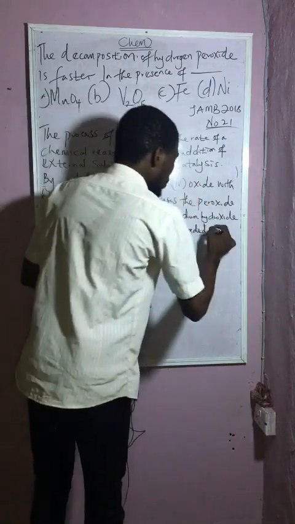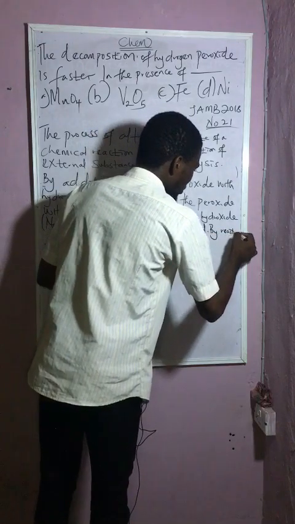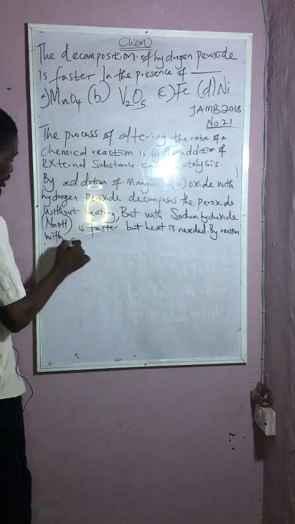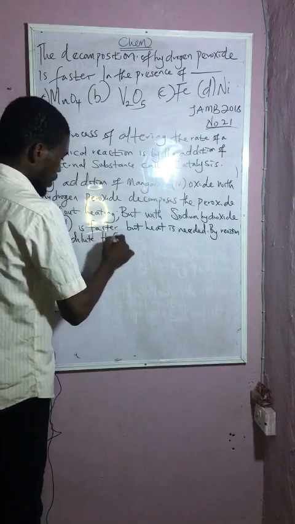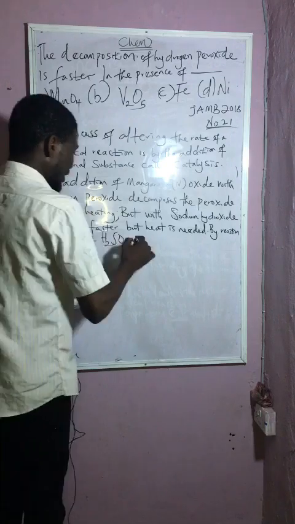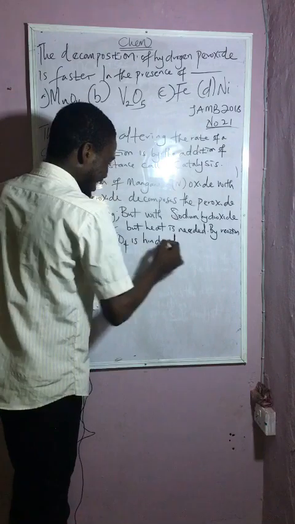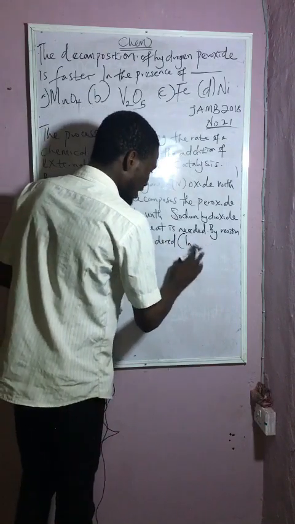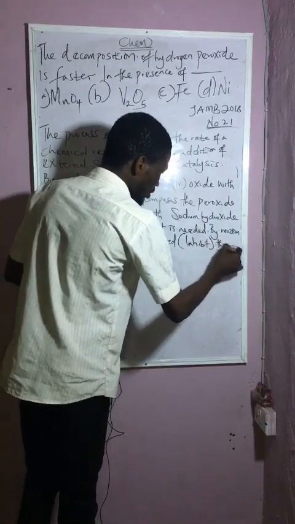By reaction with dilute H2SO4 is hindered. As a chemist, this word you can also have it as inhibits the reaction.